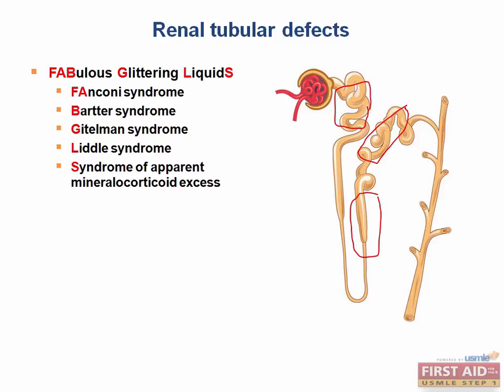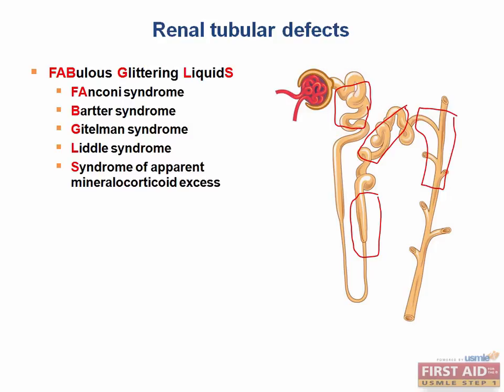Liddle syndrome results in an increased reabsorption of sodium in the distal and collecting tubules. This is due to increased activity of the epithelial sodium channel. It is autosomal dominant and results in hypertension. It causes decreased aldosterone levels due to the negative feedback inhibition from the hypertension. Treatment for Liddle syndrome is amiloride, which blocks the overactive sodium channel.